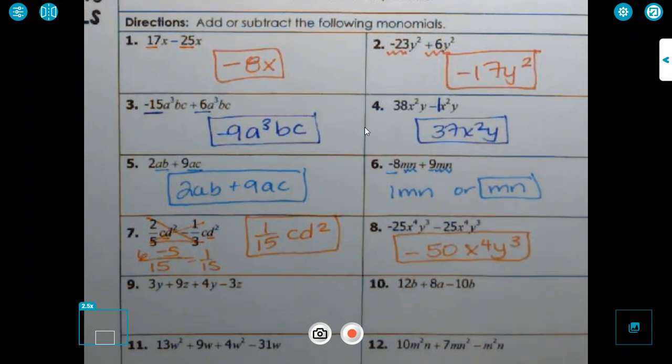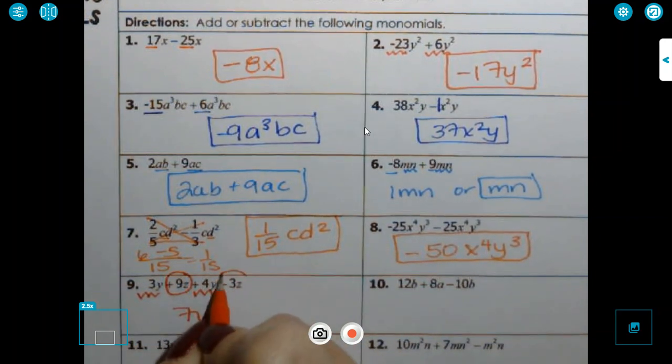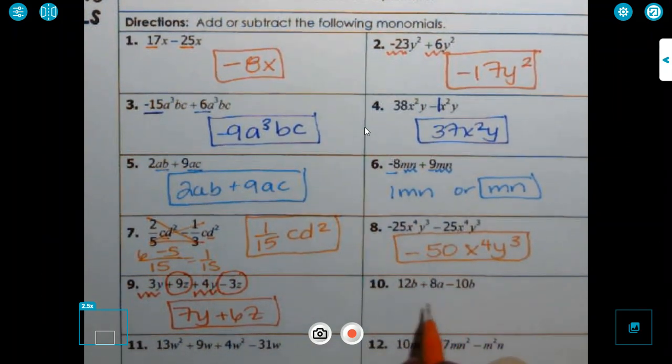Okay, so going back to what we talked about earlier, you can't combine x's and y's. So like y's and z's. So I've got 3y here and 4y. So 3y and 4y is going to give me 7y. And then I've got positive 9z and negative 3z, which is going to give me a positive 6z. And you can't put those together because they are not alike. Same thing here. We've got 12b minus 10b, which is 2b, and there's nothing to combine with the 8a. So there we are.